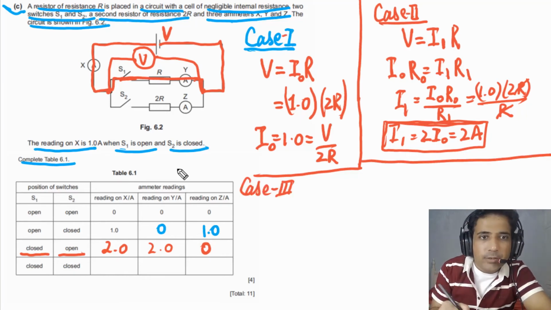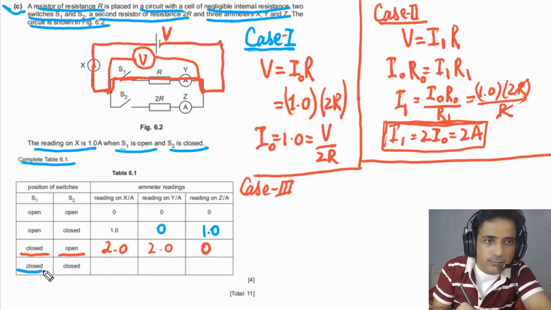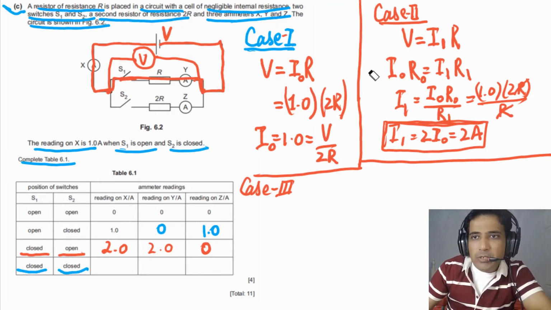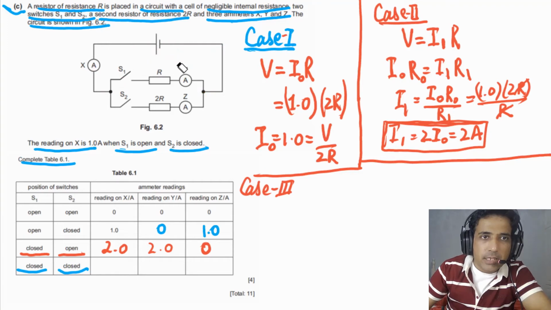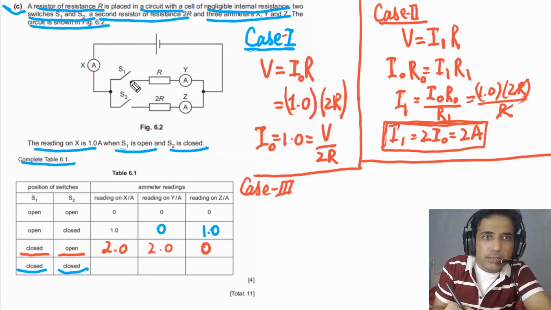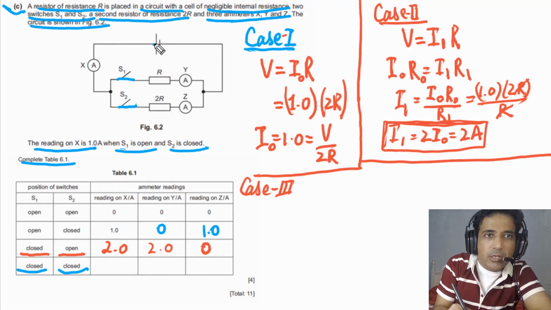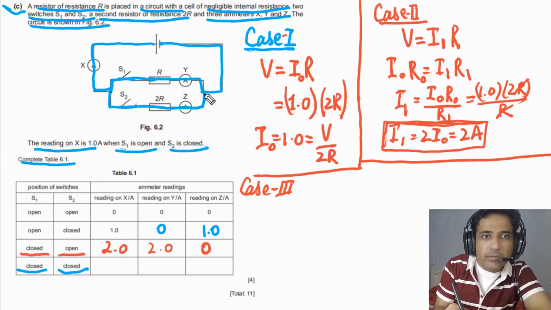For third case, it is given to us S1 is closed and S2 is also closed. First of all, let's clean this circuit and redraw. Our circuit is a complete circuit. So this one is a complete circuit now. Means we have here, so this is our circuit, and then we have 2 resistors, they are connected in parallel. R and 2R, they are connected in parallel. So this is our circuit now.